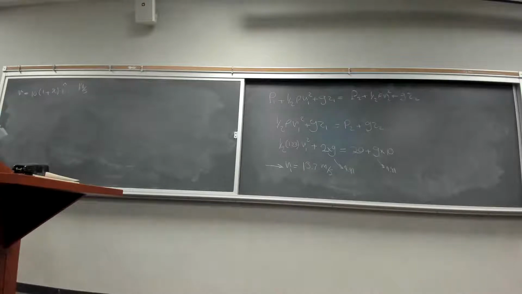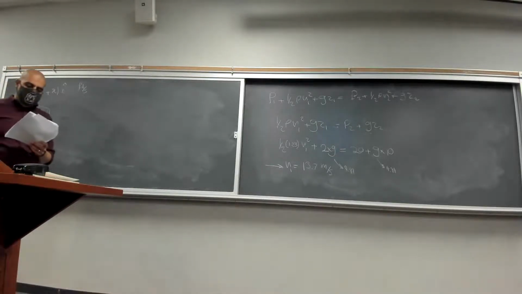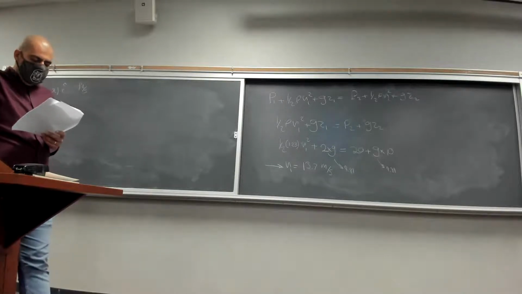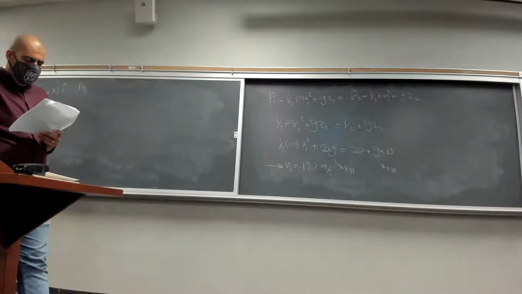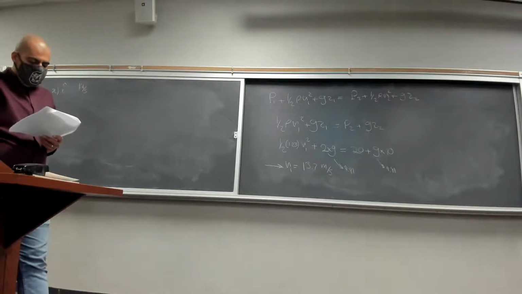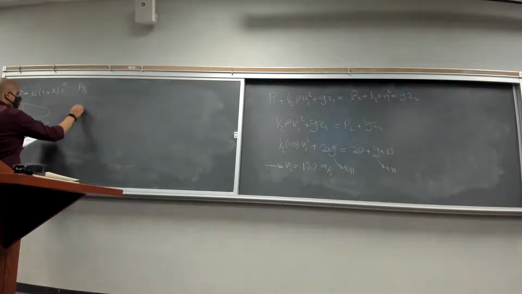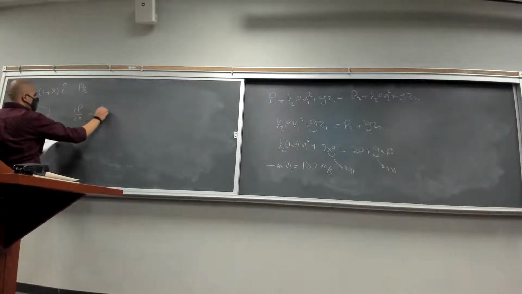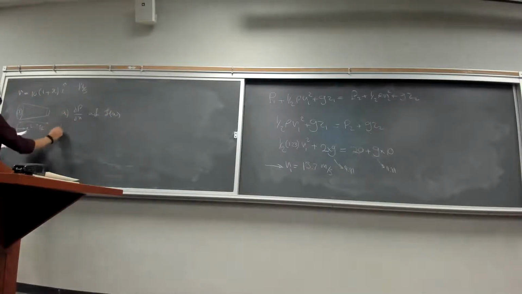Okay, where x is in feet, and it is the distance from the pipe's entrance, point 1. And your length is going to be 3 feet. Okay, we are told to neglect the viscous effects, which means that we have an inviscid flow. We want to determine the pressure gradient as a function of x needed to produce this flow. So pressure gradient as a function of x. That's part A.